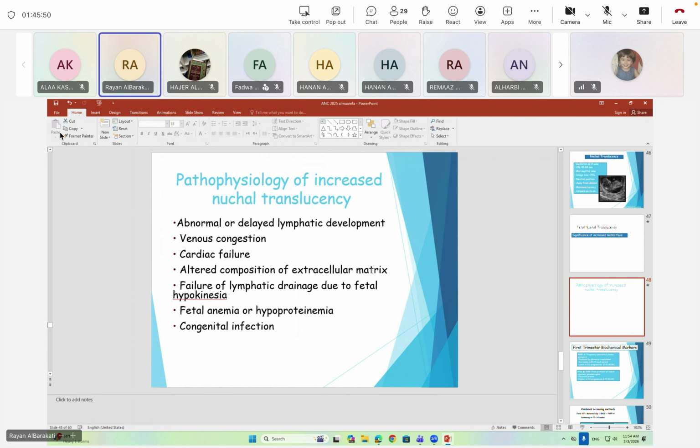Other than the nuchal translucency, you might hear about nuchal fold. This is done after 14 weeks or 13 plus 6. And this is also an indication with similar pathophysiology, but it is not reliable. It usually is not done. The diagnostic standard is to do nuchal translucency between 11 and 14 weeks.